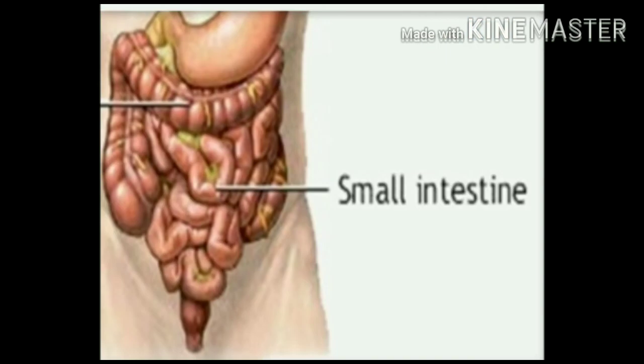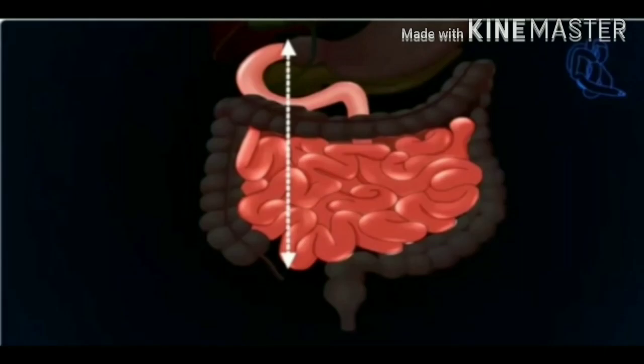Now see the picture of the small intestine. It is highly coiled and is about 7.5 meters long. Though the small intestine is very long, it is called small because it is a quite narrow tube.